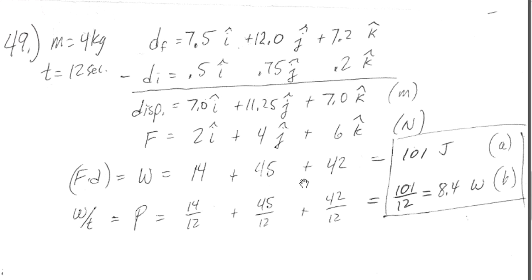Then the power, of course, is the work divided by the time. So 101 divided by 12. You notice here, it doesn't matter if you do the power in the x, the power in the y, and the power in the z, and add them up. You'll get the same answer as if you use the total work divided by the time to give you the total power, or the average power, I should say, 8.4 watts.